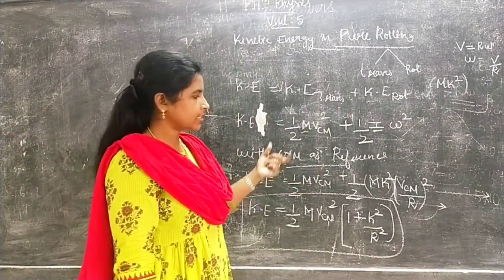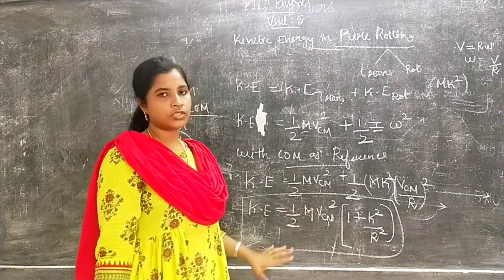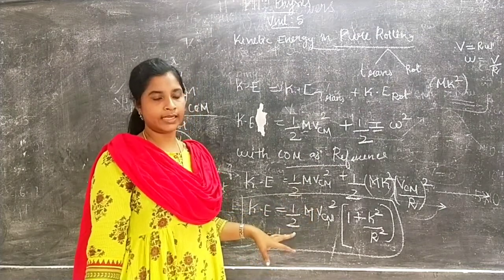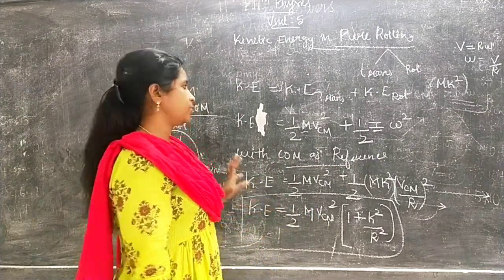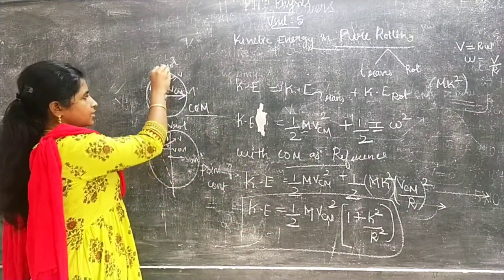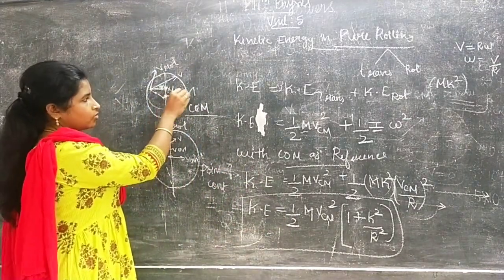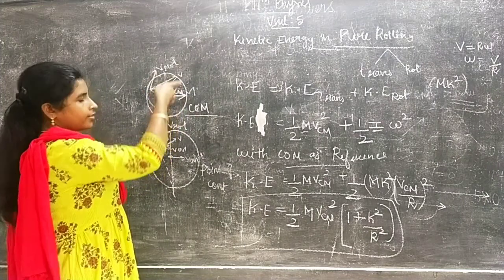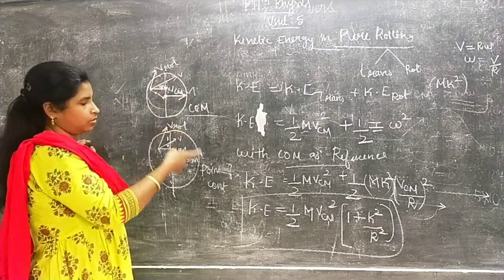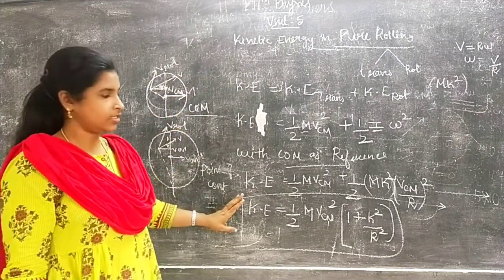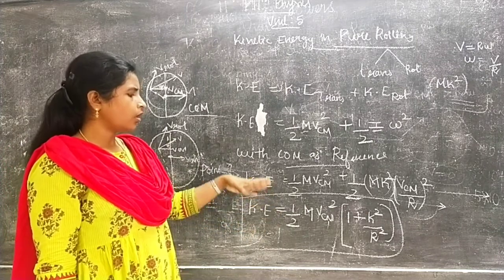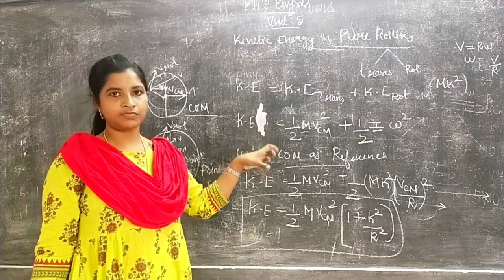Okay, when we consider the center of mass as reference, this is your momentum, and that is the kinetic energy. This is your kinetic energy, because when we consider the center of mass as reference, there will be two types of motion: one is translational and the other one is rotational. So this is the kinetic energy for considering the center of mass as reference.